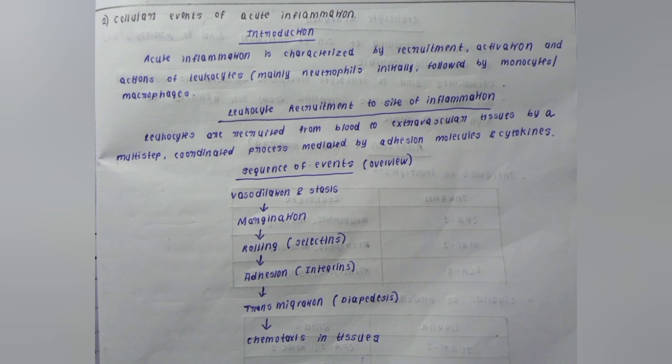So basically, first vasodilation and stasis happen. This we discussed in the previous video on vascular events of inflammation. The histamine-mediated vasodilation happens and the stasis takes place, right? And after that, what happens? Margination happens. Now, some of you may be confused about what rolling, adhesion, and transmigration are. Everything we are going to cover in this video. Once you finish the video, you can easily write this process, but keep it in the beginning. So that is vasodilation and stasis, margination, rolling, adhesion, transmigration, and chemotaxis in tissues.